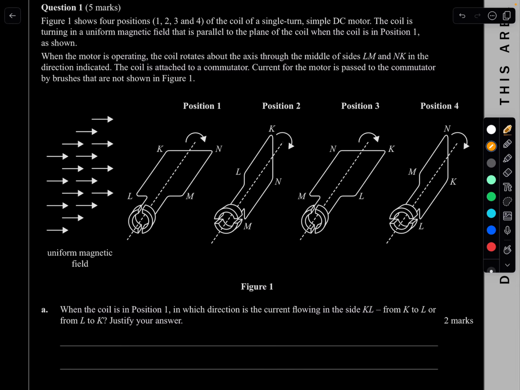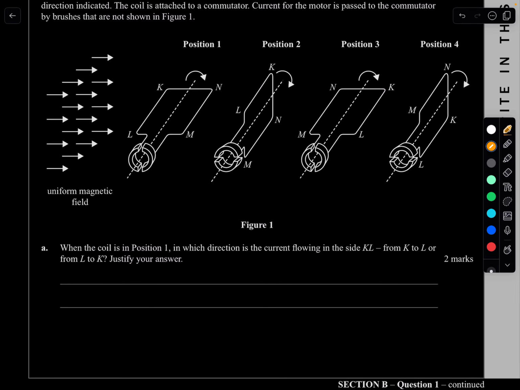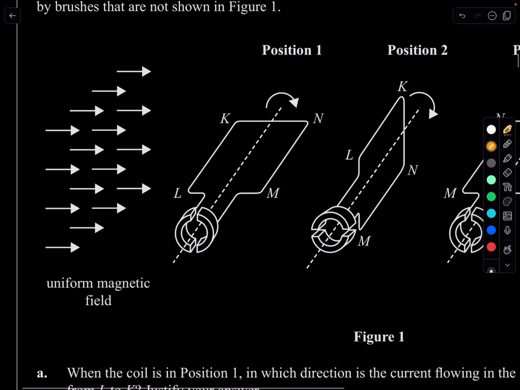Basically, there's current. They're telling us. All right. So when the coil is in position 1, in which direction is the current flowing in the side KL? Is it from K to L or from L to K? Okay, let's have a look at position 1. So basically, if we want it to rotate clockwise, on the side KL, there must be a force going up for it to rotate clockwise.